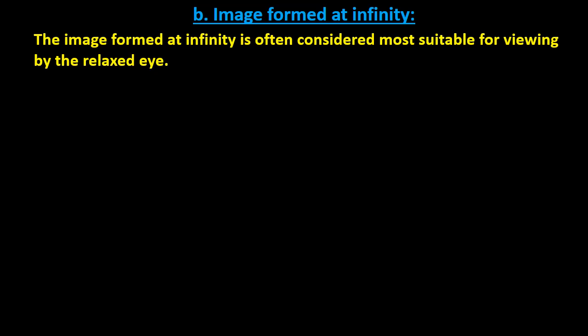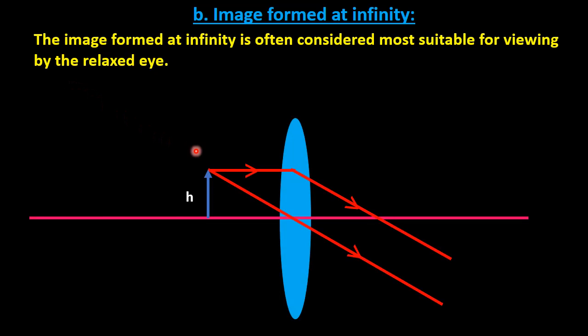Now let us draw the ray diagram. At first we draw the lens and the principal axis and we place an object exactly at the focus. This object has the height h, and in order to form the image we consider two rays, one passing through the optical center and another parallel to the principal axis. After refraction it will pass through the focus. As you see here, these two refracted rays are parallel to each other. So when produced backward, they will meet at infinity.